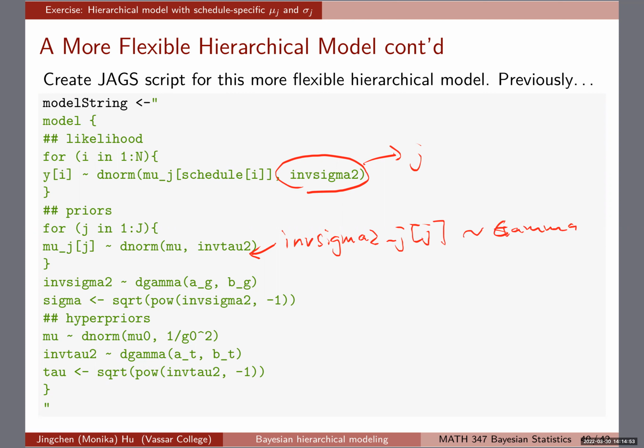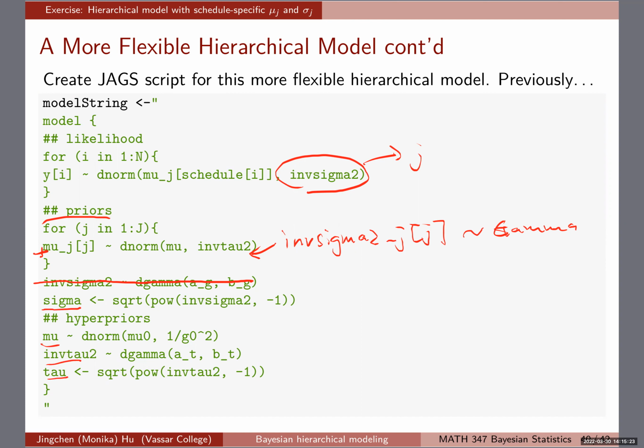So you have to add another line in the prior section as well, because now in addition to mu j, we also have the inverse sigma squared following its own gamma accordingly. Okay, so this should be added over here. And then the rest, I think, is just going to, in that case, you probably don't have this one anymore because this will go into the loop, because now you're going to have a group specific sigma squared as well. But in terms of tau, I think things don't change, mu doesn't change.